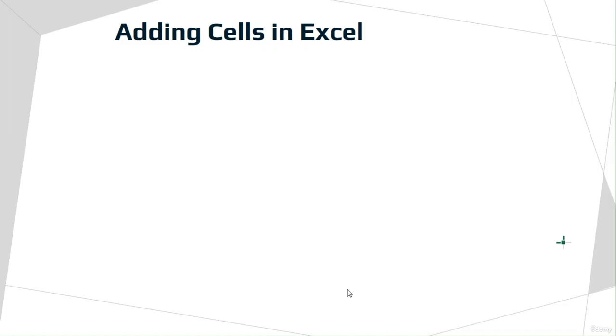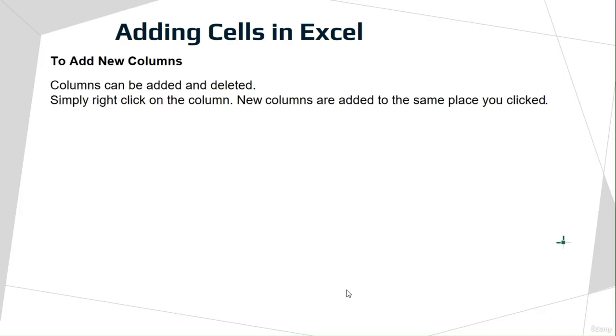The next thing we'll be looking at is adding cells in Excel. Let's take a look at how to add new columns. Columns can be added and deleted. To do that, simply right-click on the column. New columns are added to the place you clicked.